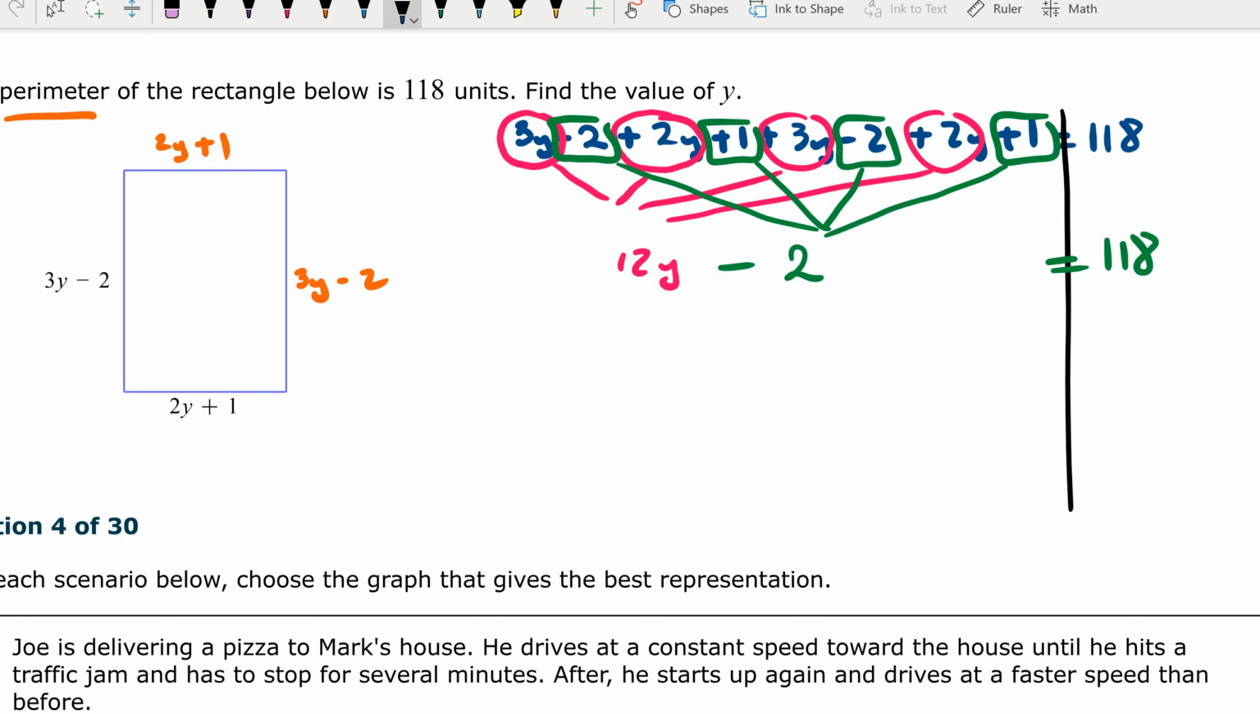Okay. I wrote them far apart, so I'm going to bring them closer. I'm going to rewrite them. 12y minus 2 equal to 118.